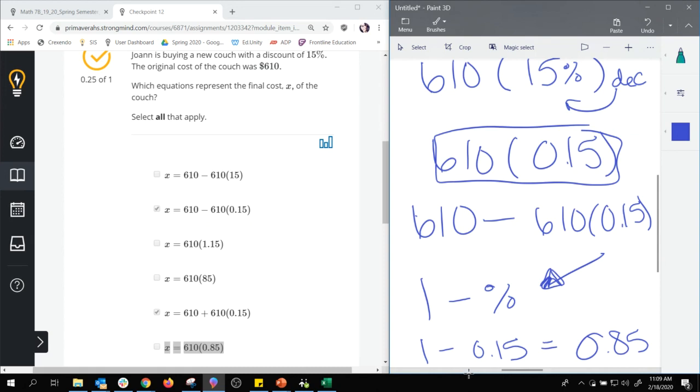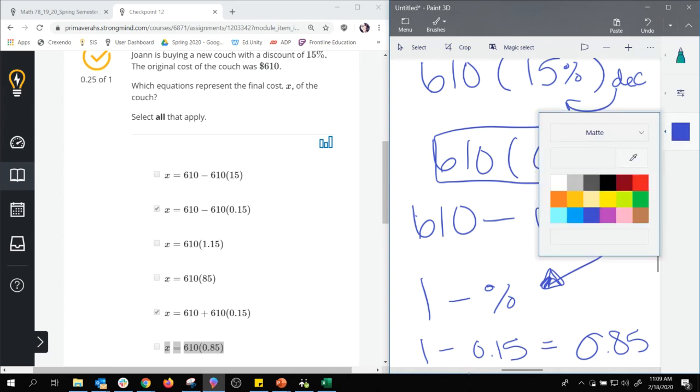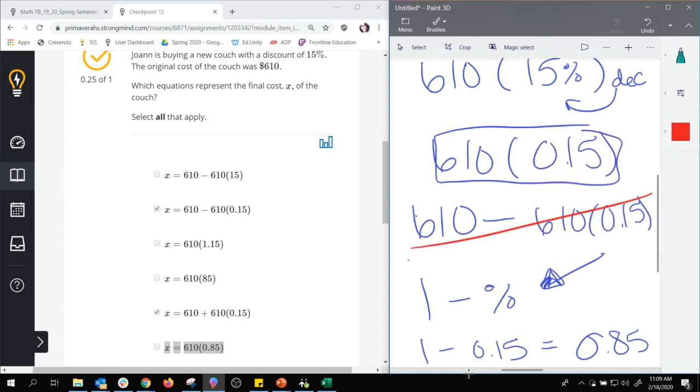Do you guys want me to explain why both of these are the same? Like why both of these work? Whoops, I didn't mean to cross it out. Why this and when you multiply it by 0.85 work at the same time?